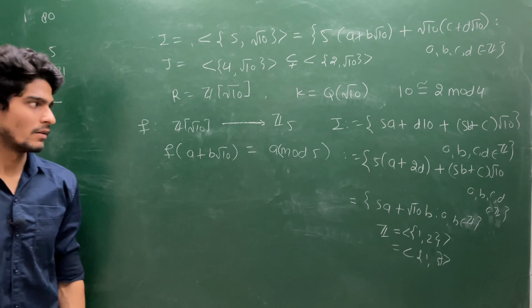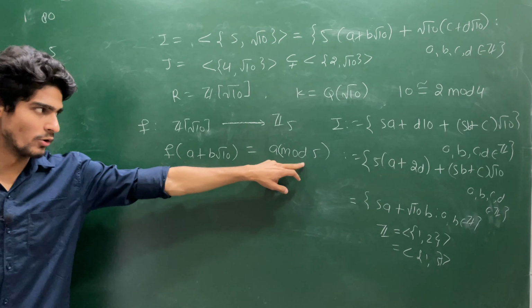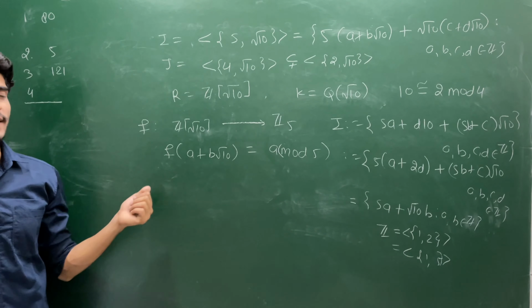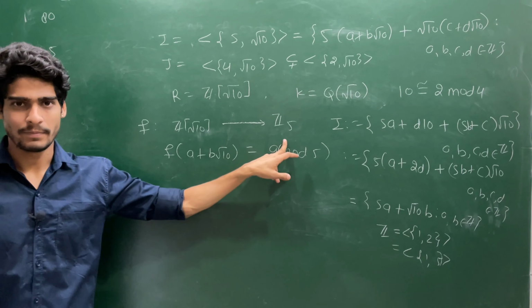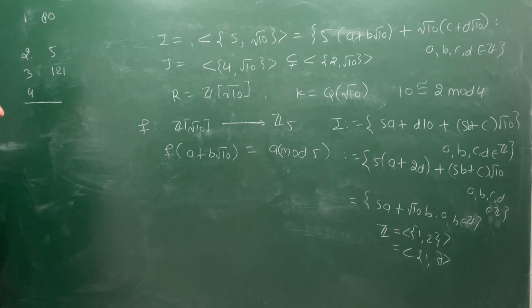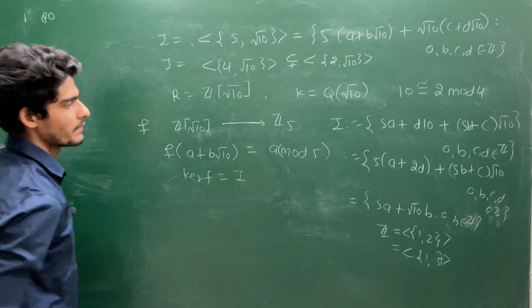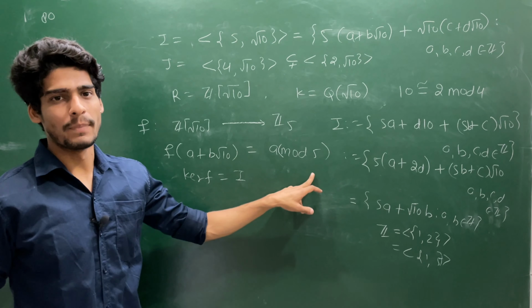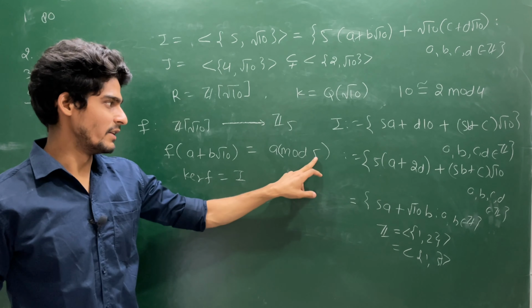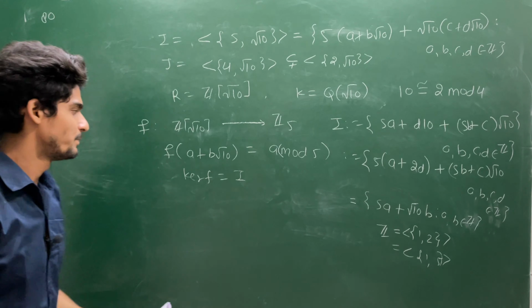Modulo operator is additive and modulo operator is multiplicative. Without using those two facts, you cannot prove that this is a ring homomorphism. So this is an onto ring homomorphism. Ontoness is easy. You can also verify your kernel of f is I, because a mod 5 will be 0. That means this a is a multiple of 5, or 5 divides a. So that will give you whole this I.